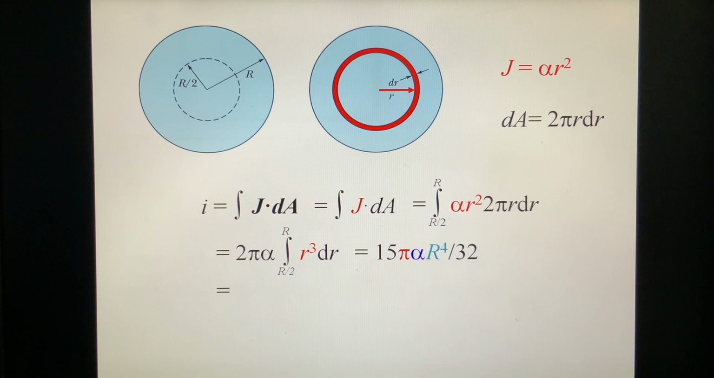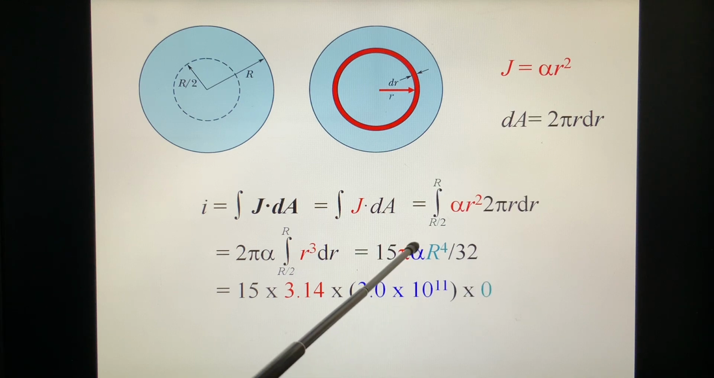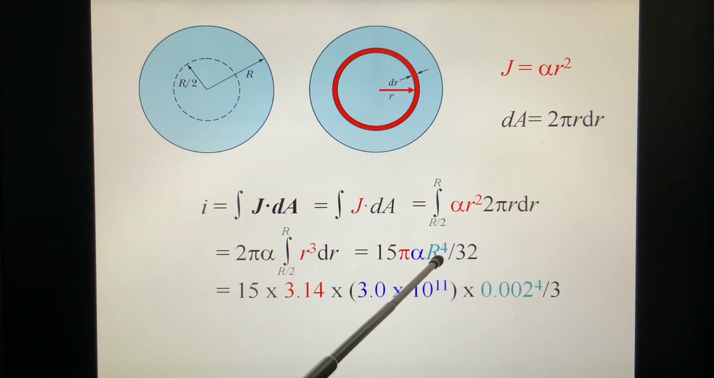We put R in, and you get a number. This is pi alpha times 3 times 10 to the 11. R, you have to use meters as the unit, so this is 0.002 meter. We get I.